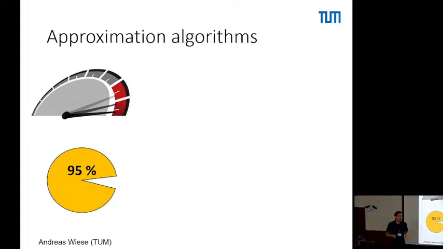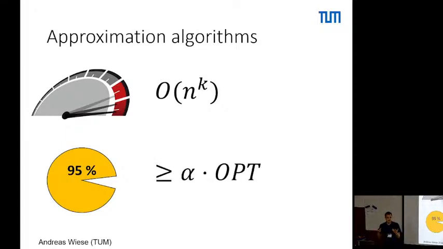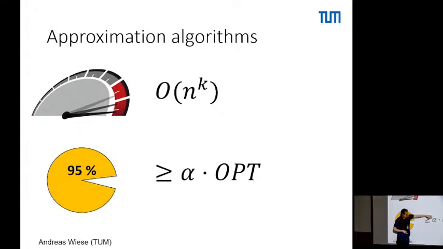Let me be a bit more precise here. With fast, I mean that the running time is bounded by a polynomial, so it's n to the k for some constant k. And with this 95%, I mean that the algorithm comes with a guarantee provided by the designer of the algorithm, that guarantees us that we achieve at least an alpha fraction of the optimal profit for some value alpha. So we could think of alpha as being this 95%.